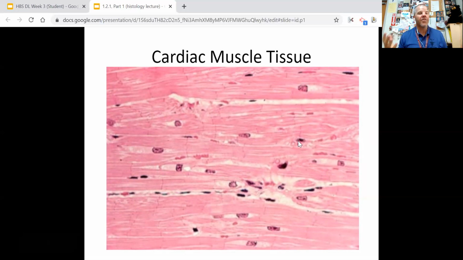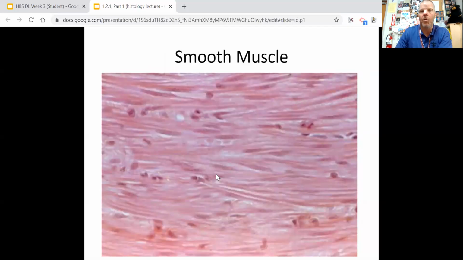And something great about your heart is it beats every day, all day for your whole life, and it never takes a day off. And those cells never get tired. And the way they never get tired is because they're always sharing resources between the cells through these intercalated discs. I think that's pretty cool.